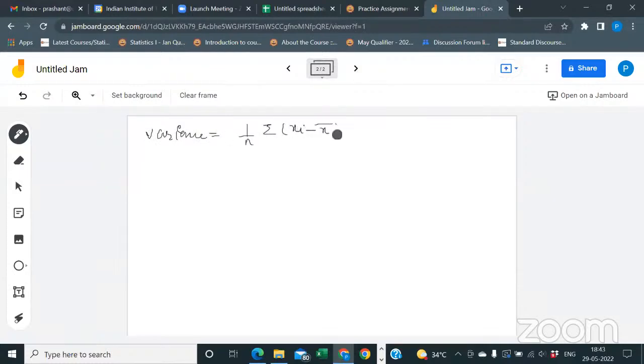See, suppose this is the population variance. What is this? Your observations, right? And what is this? This is the mean. So to know how much variability there is from the center value, we use the variance. Why are you squaring the terms? Because variance would be positive.